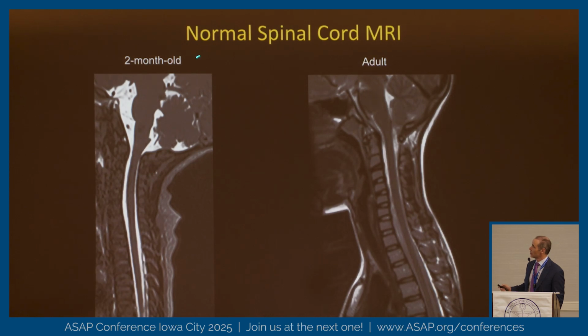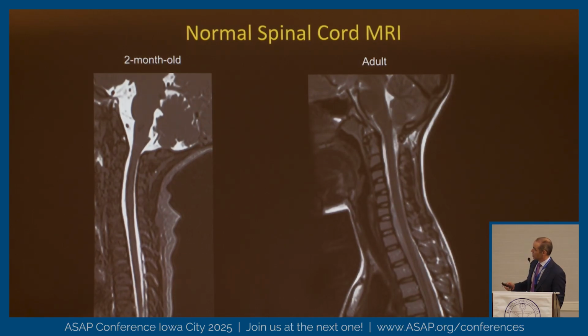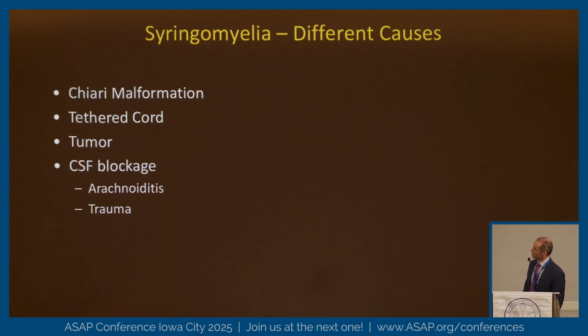Okay, it's a 2-month-old. This is an adult. Here's the cerebellum. These patients don't have a Chiari malformation. They have normal anatomy. So brainstem, good CSF around here, and a normal cord of gray going straight down. Okay, that's what a normal spinal cord MRI looks like. Just keep that in mind. We'll show you the different causes of Syringomyelia and what it leads to.